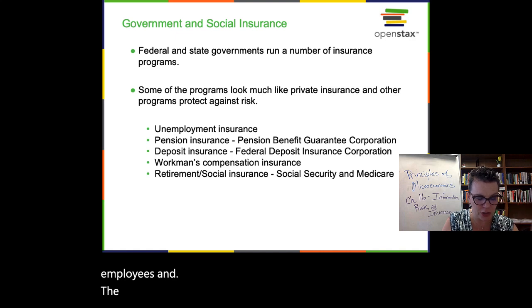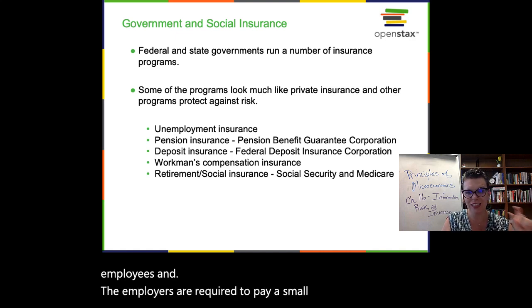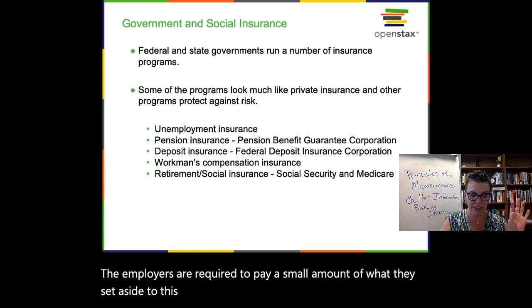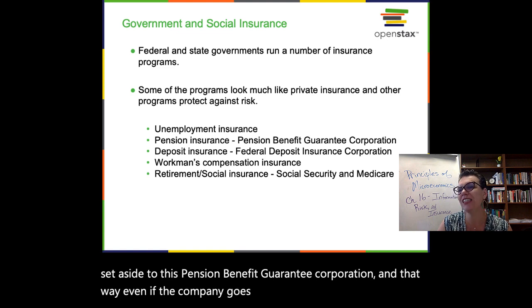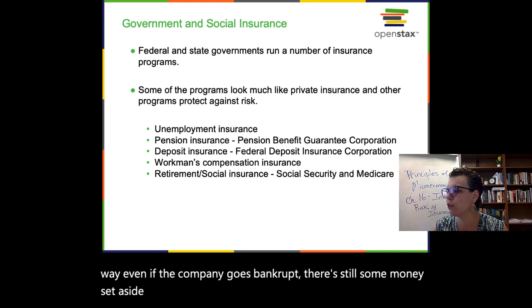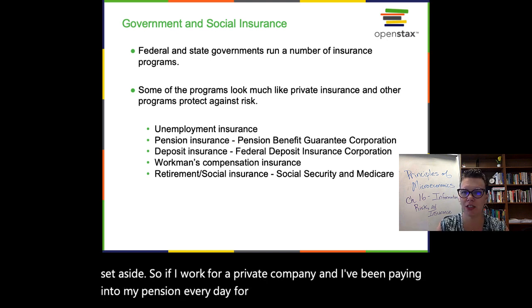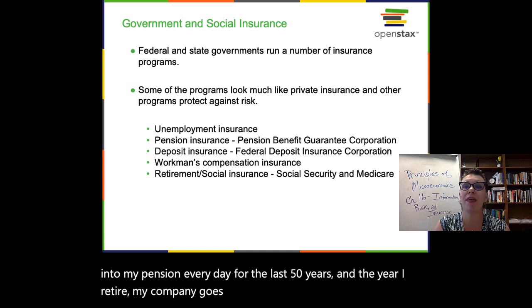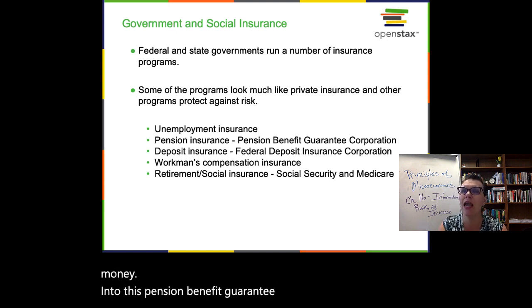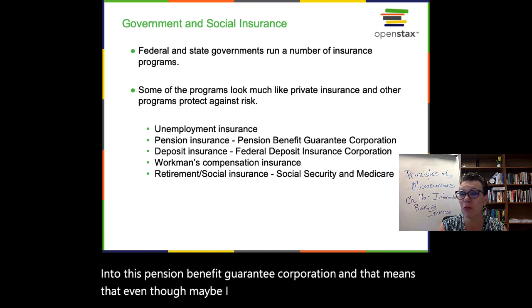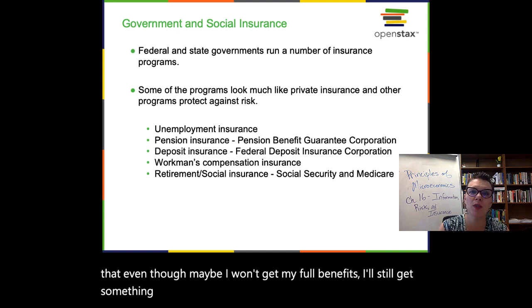The employers are required to pay a small amount of what they set aside to this Pension Benefit Guaranty Corporation. And that way, even if the company goes bankrupt, there's still some money set aside. So if I work for a private company and I've been paying into my pension every day for the last 50 years, and the year I retire, my company goes bankrupt, they will have paid some money into this pension benefit guarantee corporation. And that means that even though maybe I won't get my full benefits, I'll still get something. So it's sort of like an insurance for an insurance.